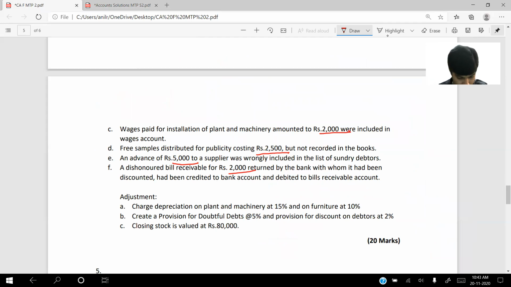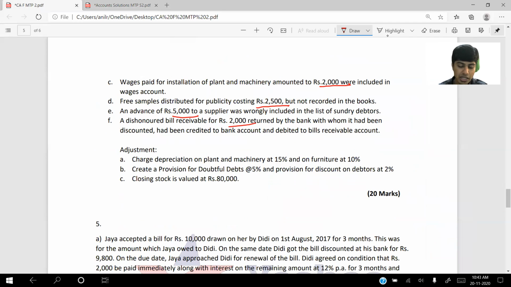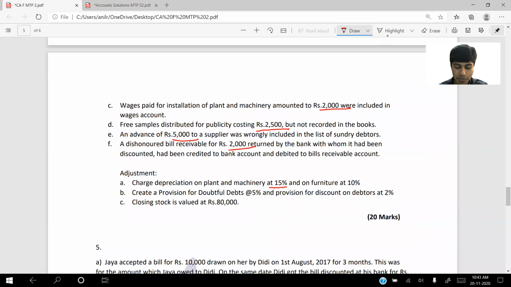Next, we have adjustments. What are the adjustments? Charge depreciation 15% on plant and machinery, 10% on furniture. We would have to deduct this 15% and 10% from the balance in the balance sheet inner column, and the depreciation amount has to be posted to P&L account debit side. Why? The journal entry for depreciation is depreciation account debit to the respective asset. So depreciation is an expense in P&L and a reduction in the value of the asset.